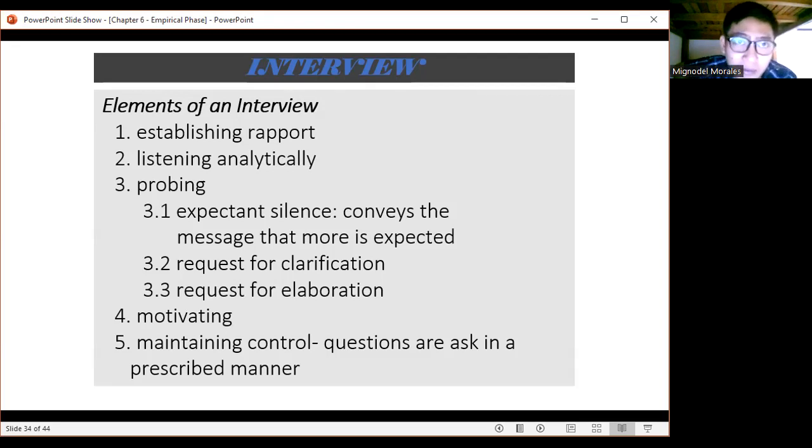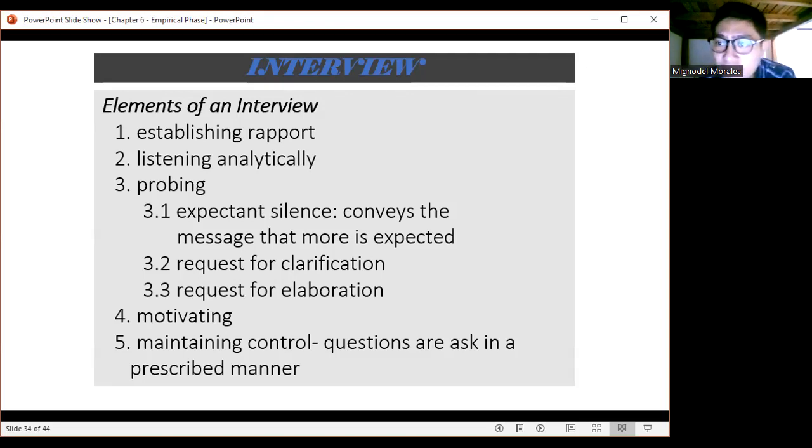Then we will do probing or follow-up questions. So we can have expectant silence, a request for clarification, or a request for elaboration. Okay, for example, may nabanggit siya na, alam mo, nalungkot ako. So, tayo bilang mga researchers, anong tanong natin? Ano pong dahilan kung bakit kayo nalungkot? Ano pong inyong naramdaman? Ano pong nangyari? So, ganon yung mga pwedeng probing or exploratory questions, for you to understand his or her experiences. Okay?